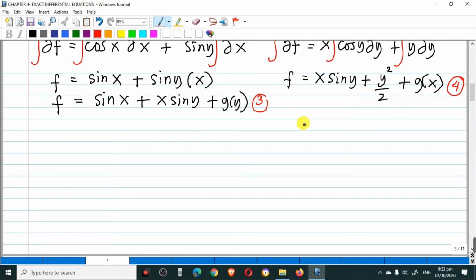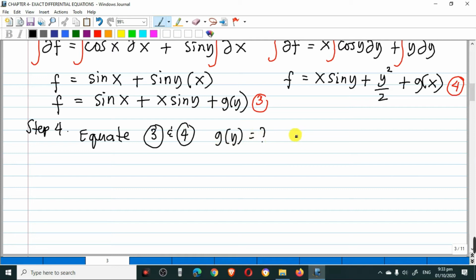Equate natin. So here, let us write the step number 4. Step number 4 na tayo. Step number 4, we are going to equate equation number 3 and equation number 4, in order for us to determine the value of your gy and also the value of your gx. Okay? So, let us do it.